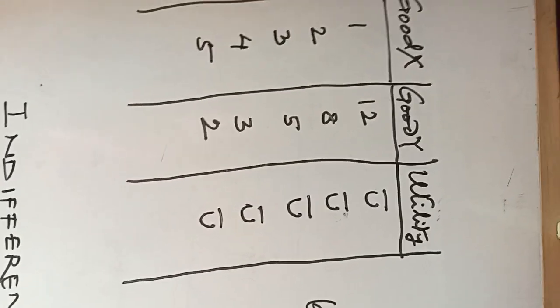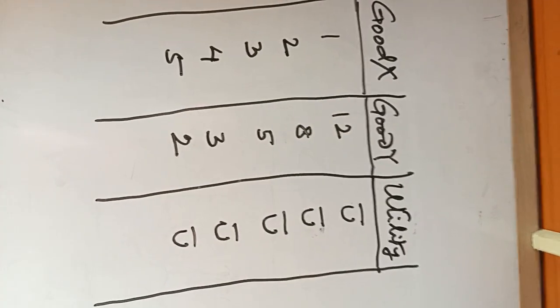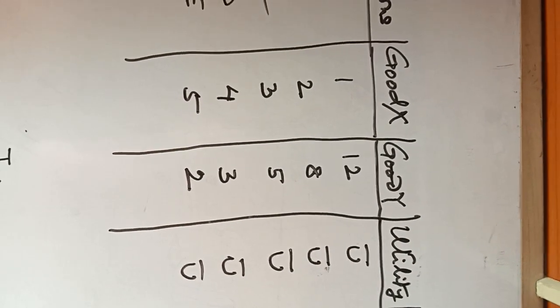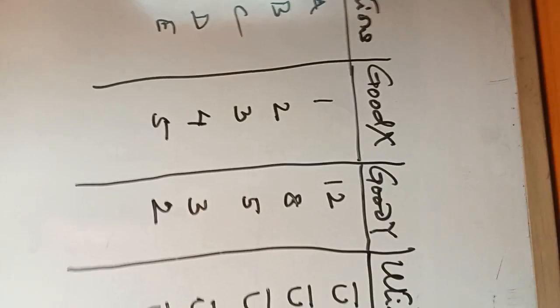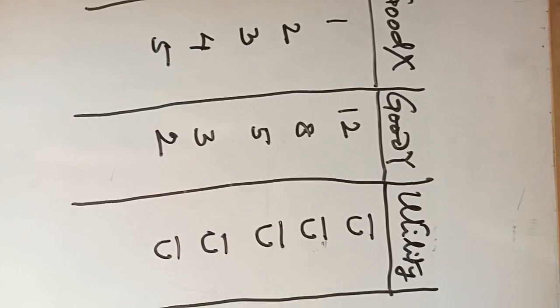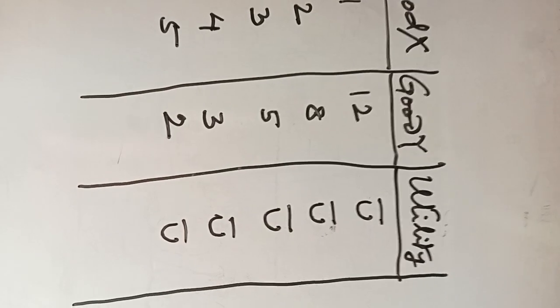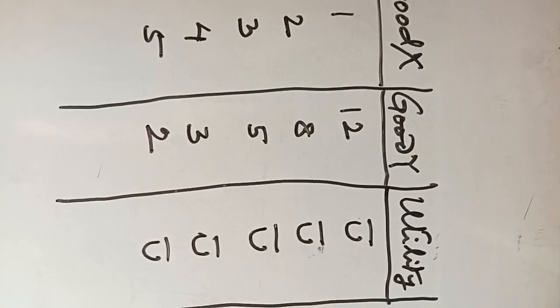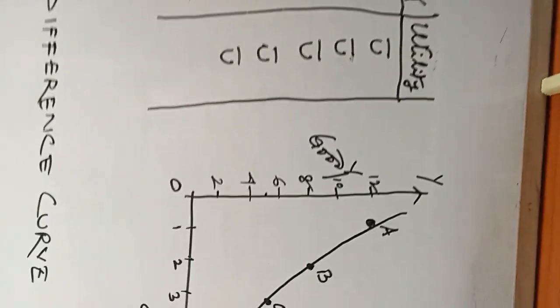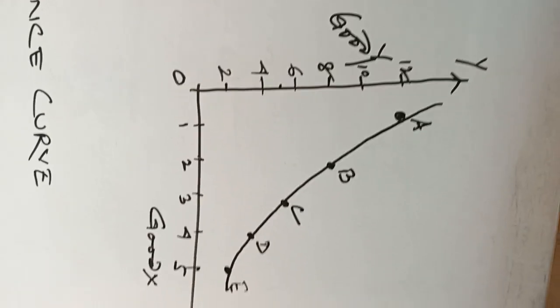In another way, we can say marginal rate of substitution refers to the amount of one particular good which is to be sacrificed in order to consume one additional unit of the other commodity. Like here, from good X to good Y, the amount of good Y sacrificed is 12 to 8, that is 4 units sacrificed. Then MRS is 4. Now let's come to the assumptions of indifference curve.